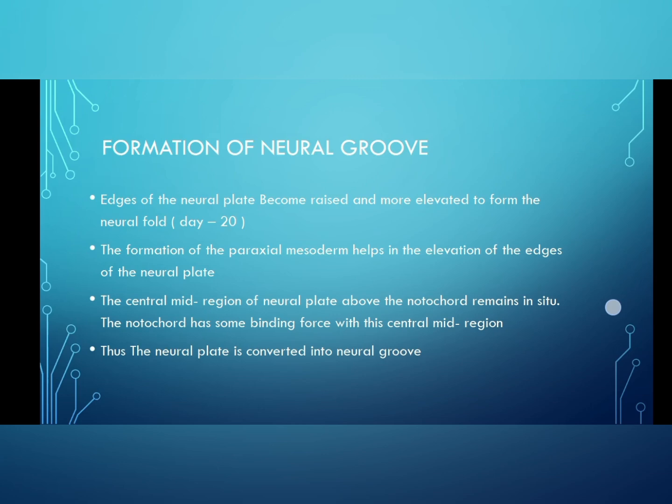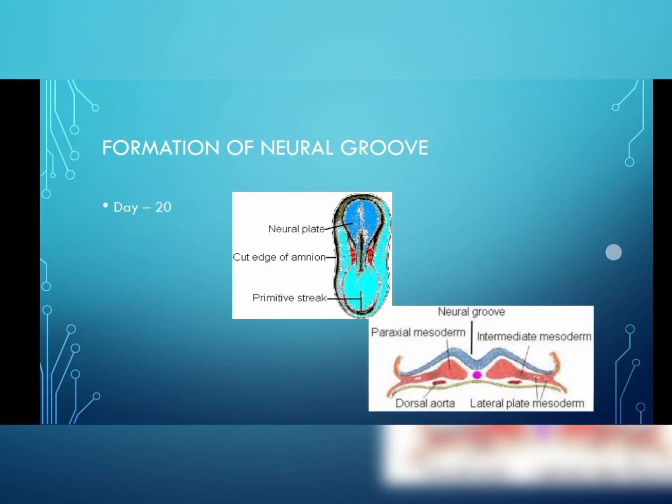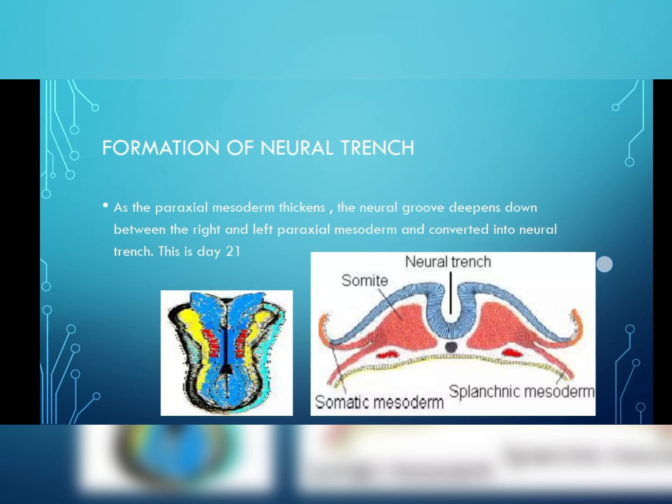The central mid region of the neural plate above the notochord remains in situ. The notochord has some attachment with this central mid region. Thus, the neural plate is converted into the neural groove. As the paraxial mesoderm thickens, the neural groove deepens between the right and left paraxial mesoderm and is converted into the neural tube.